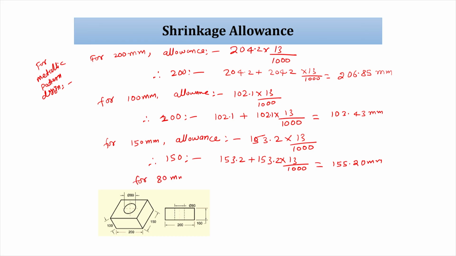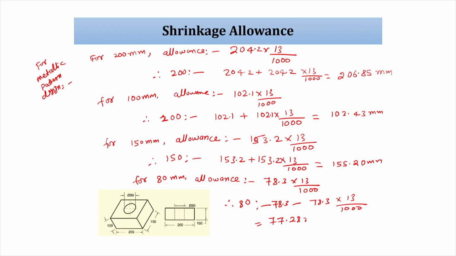For 80 mm, the allowance will be 78.3 minus 78.3 into 13 by 1000. So, 80 mm will convert to 80 minus, sorry, not 80, it will be 78.3 minus 78.3 into 13 by 1000, and the answer will be 77.28 mm.